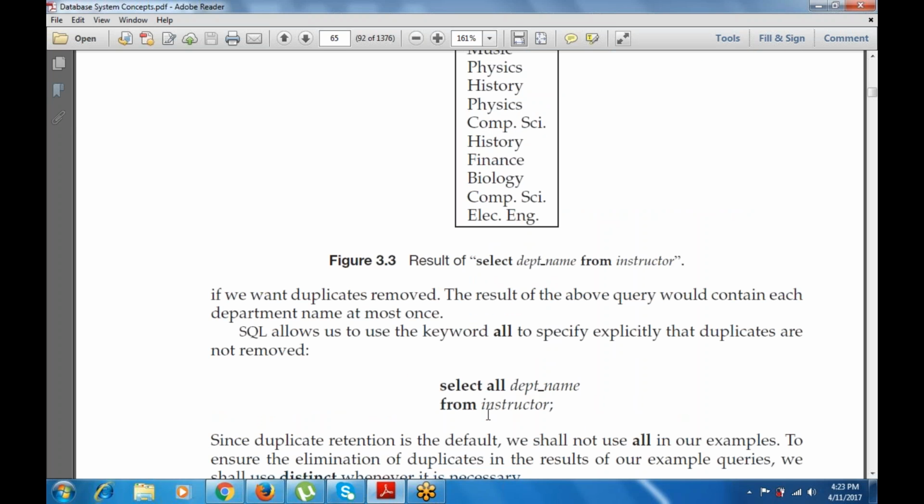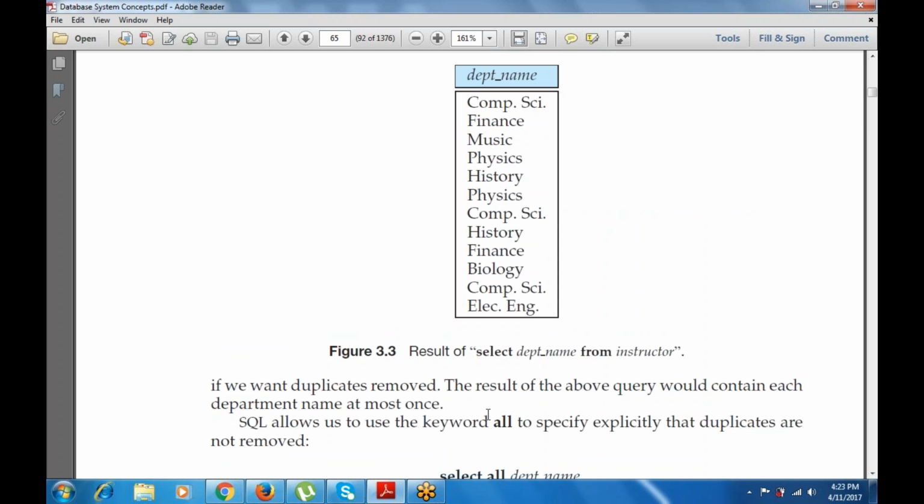Now, when we use distinct, computer science is available only once, finance only once, music once, physics once, history once, biology once, electrical engineering. That means there are seven rows available over here.